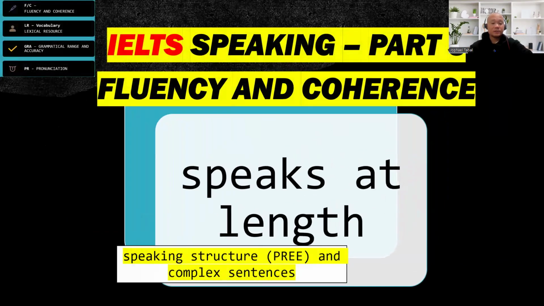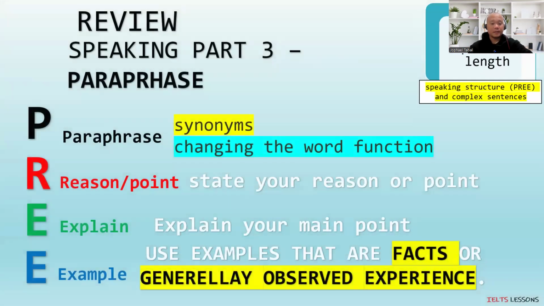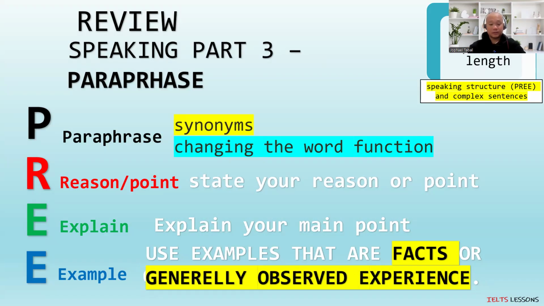And the last criteria here, again, this is the structure for speaking at length. So we have paraphrasing, give the reason or point, explain the reason or point, and then give an example. So take note that the example here must be facts, not personal experiences, all right? That means the example here must be examples that are generally observed experiences, and not personal experiences.